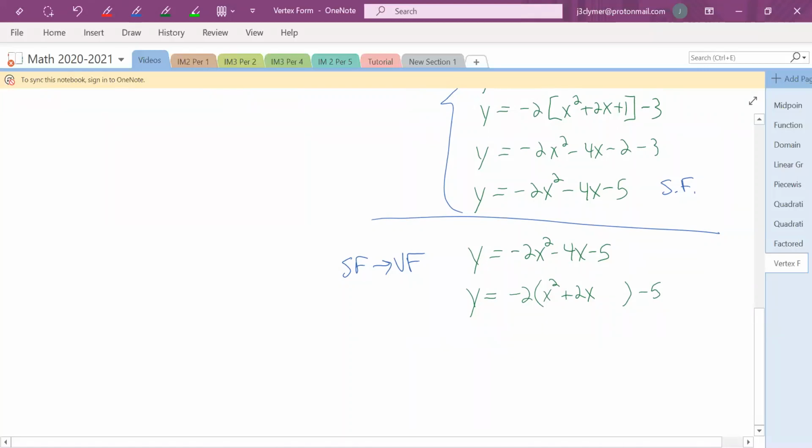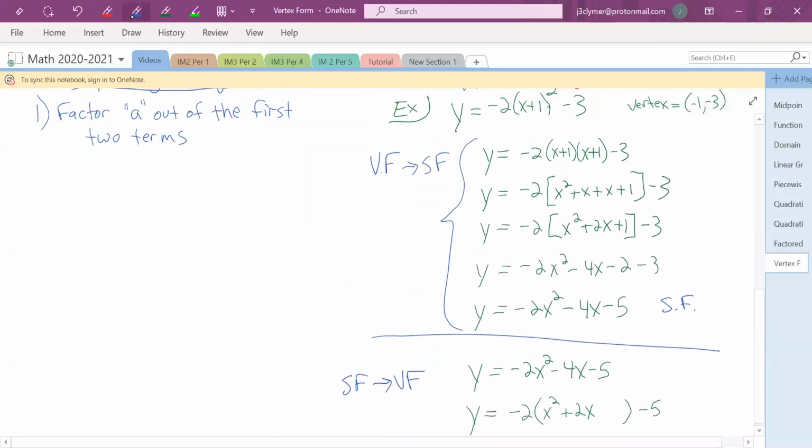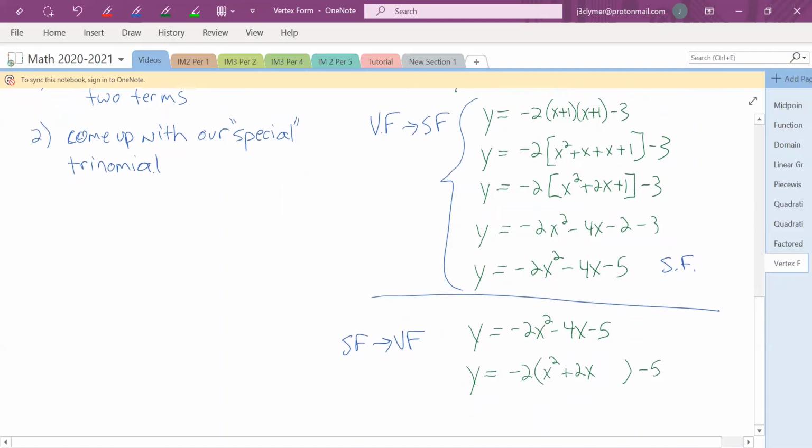All right, step 2 is going to be to try to come up with our special trinomial. And so in fact, I'll go ahead and write that in. Step 2 is to come up with our "special" trinomial. I'll put special in quotes there. Come up with our special trinomial. All right, and that's what we're going to try to do next.